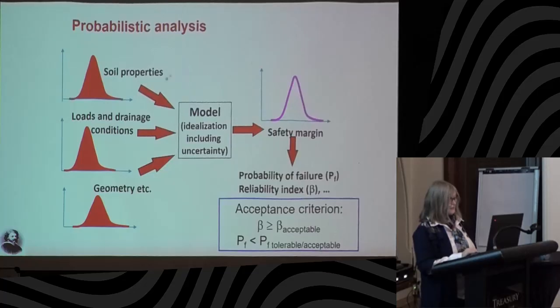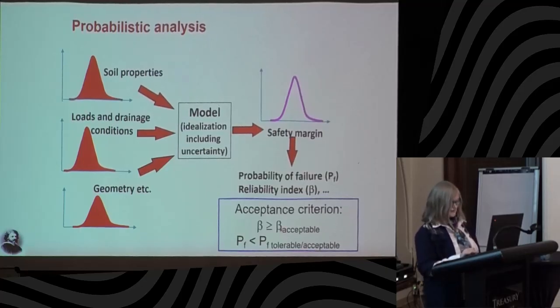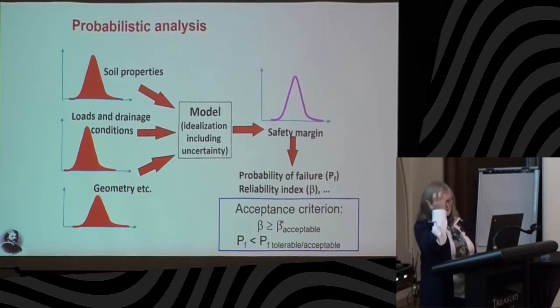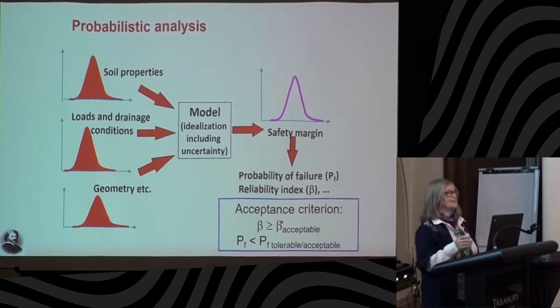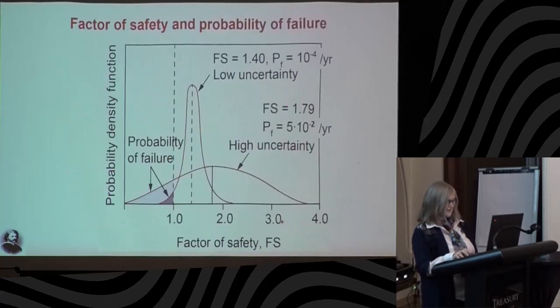And then when you do the calculation, instead of getting just one nominal value for the safety factor, you get a distribution, which can describe what we call the safety margin. The results we obtain are a probability of failure and a reliability index, and then ideally, we should compare that to acceptance criteria, which we'll talk about a bit later on, because not all countries and people agree on this.